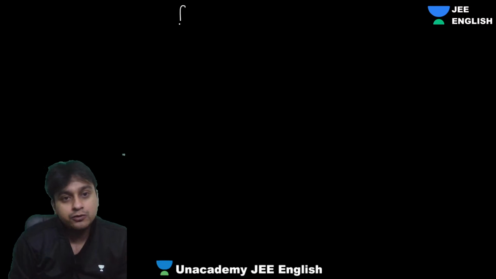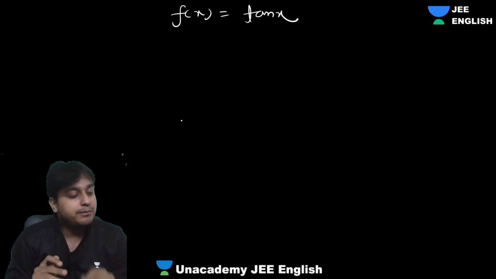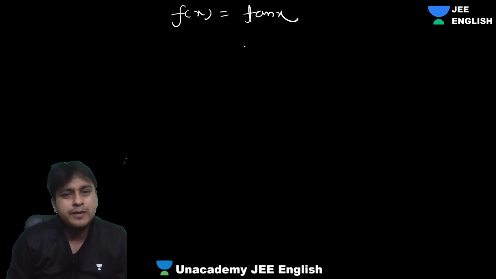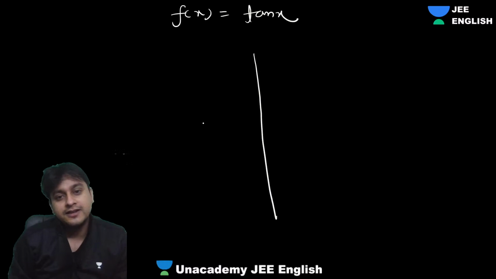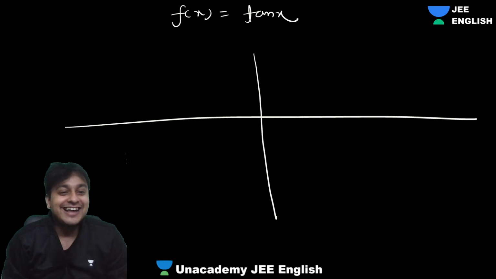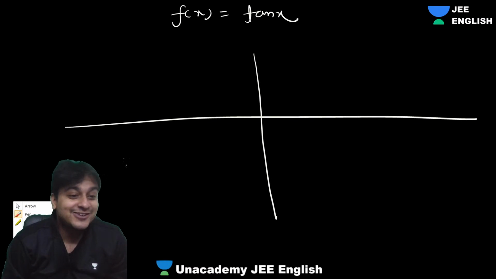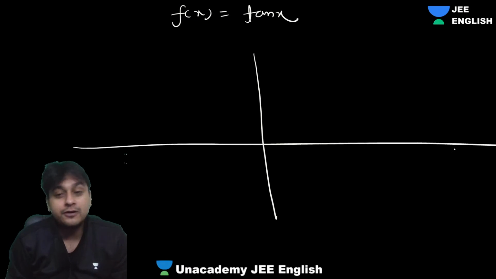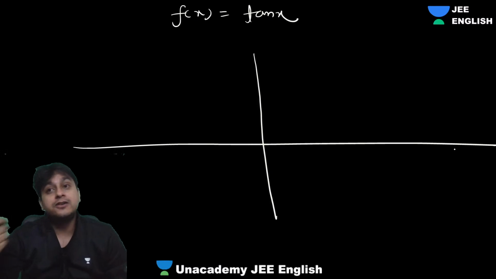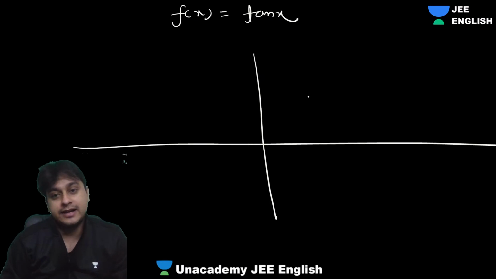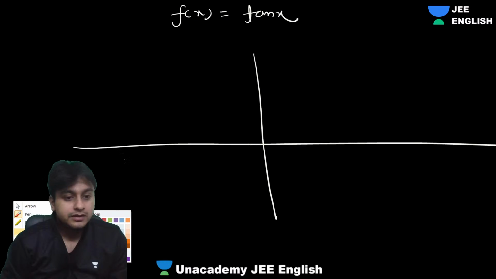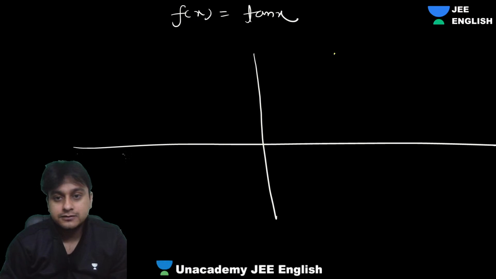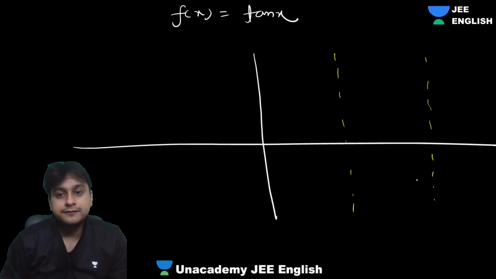Next, I want to talk about f of x equals tan x. One by one, everything we'll study. I hope everyone knows the tan x graph, right? And if not, today I'll ask you to draw the graph of sec x, cosec x, which most students don't know. Even they don't know the graph of cosec, sec, cot. So that is important here. Let's draw the graph of tan x.